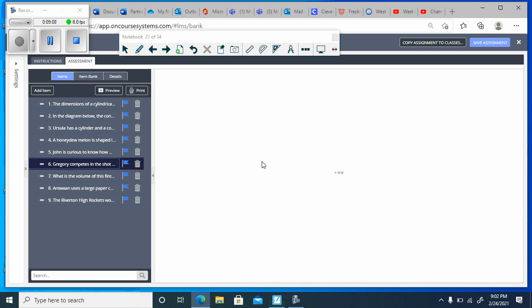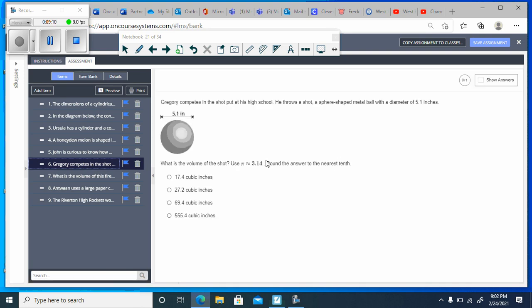Number 6. Gregory competes in the shot put at his high school. He throws a shot, a sphere-shaped metal ball with a diameter of 5.1 inches. What is the volume of the shot? Use pi is approximately equal to 3.14, round to the nearest tenth, okay?